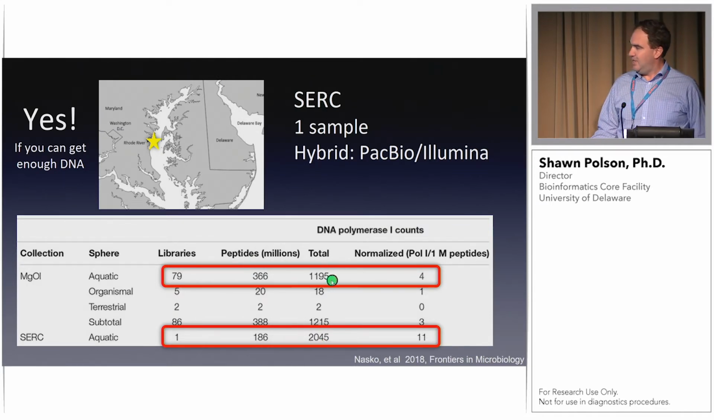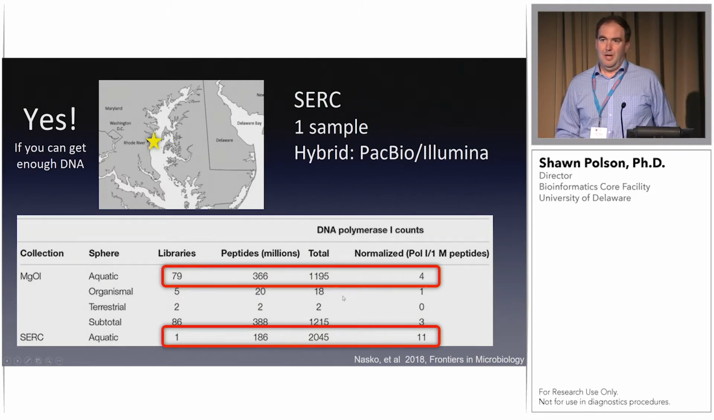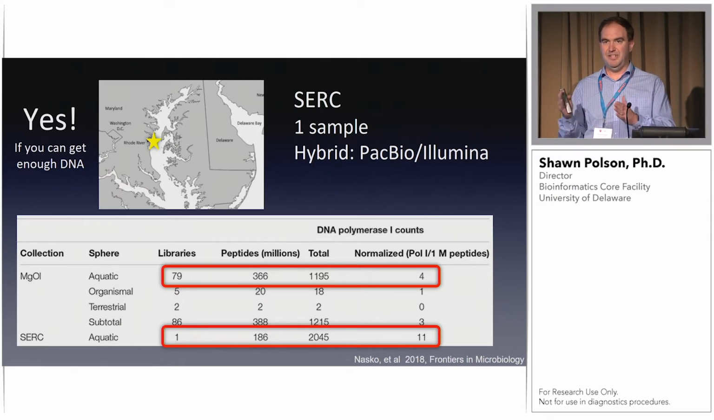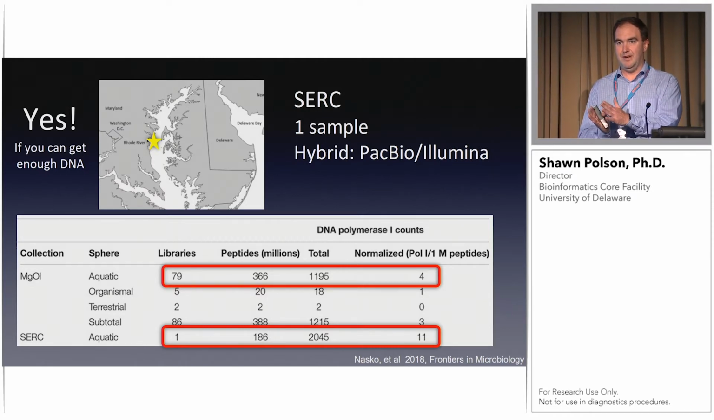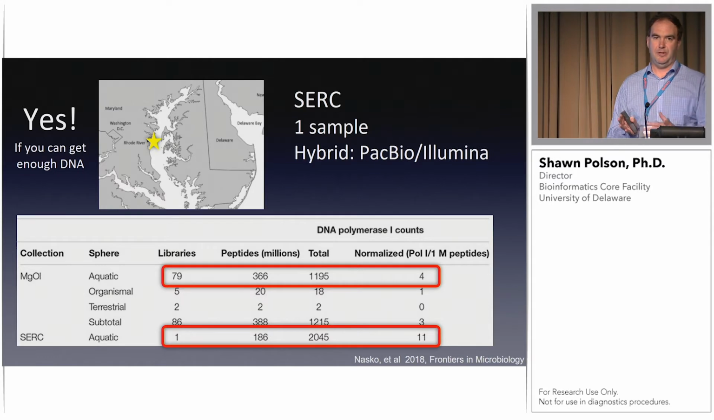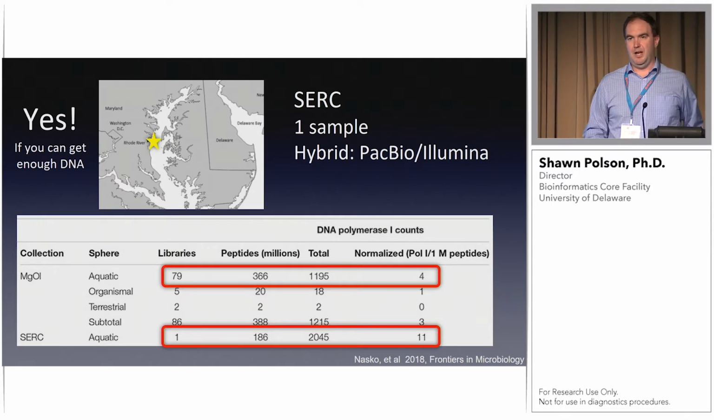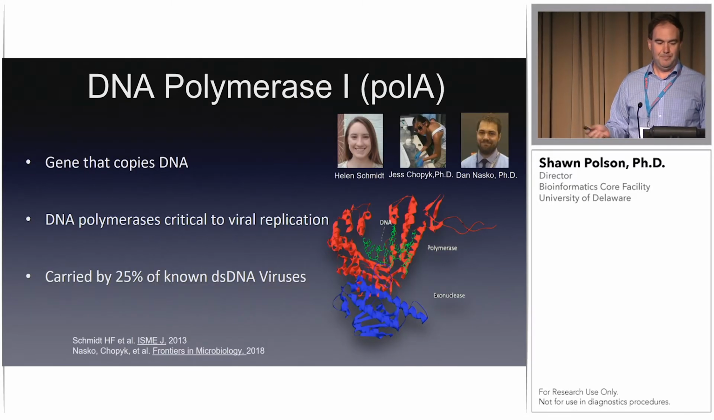If we were to look at 79 other aquatic libraries that we were holding on to at that point, assembled by various different methods, we found only about 1,200. So we're seeing a lot more. Is that sample richer in DNA pol A than other samples? Probably not. What we think we're seeing is that we're actually able to disentangle these variants of viruses that would have gotten flattened in a short read assembly. We're also getting full length, so we get less fragmentation within them.